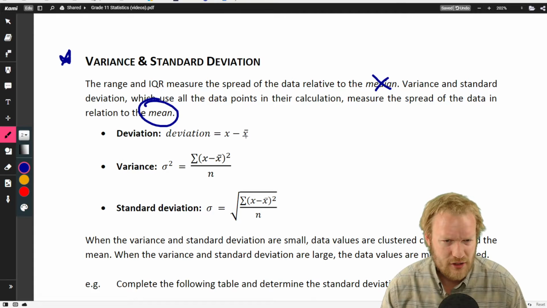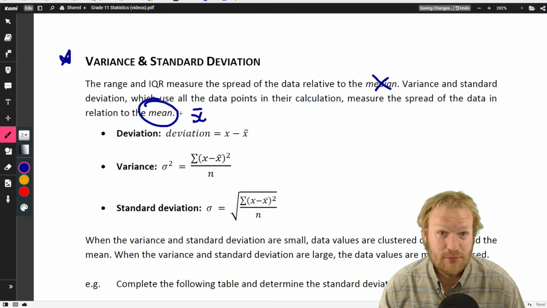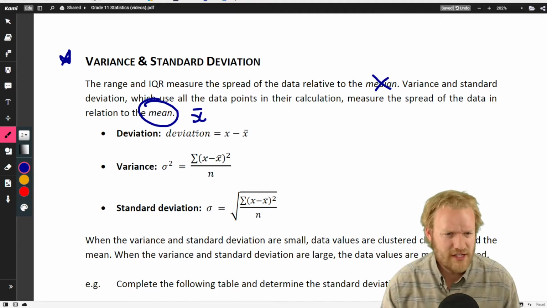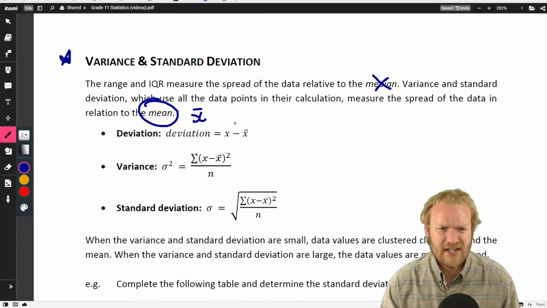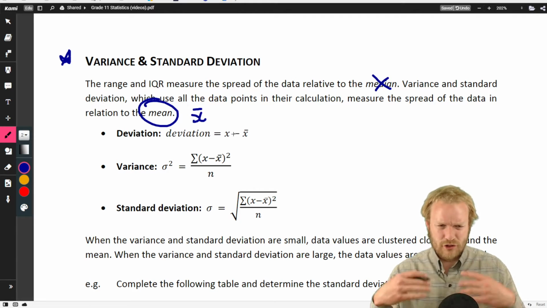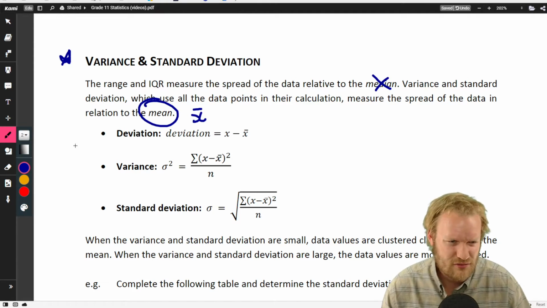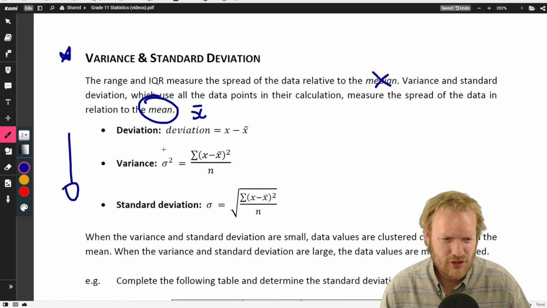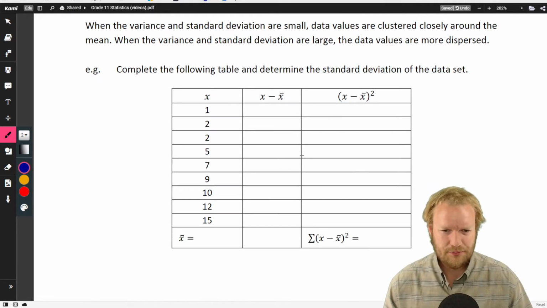Remember this little guy here, the x with a bar, that is the symbol for mean. So the deviation is just kind of how far away your data point is. Now I think it's best, let's just dive in. We'll see these three things when we head into our table.